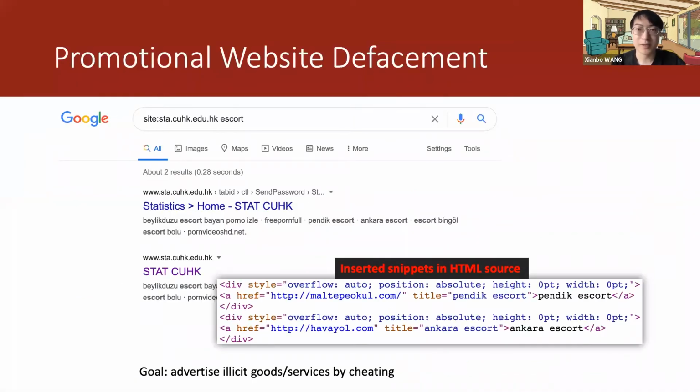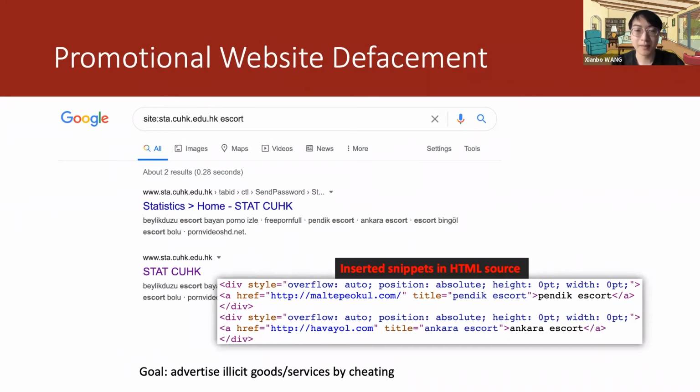So what is website defacement? Here's an interesting example. In this screenshot of Google search result, can you notice anything strange? Look at the web page description. There are some unrelated and illicit keywords in our university's website.